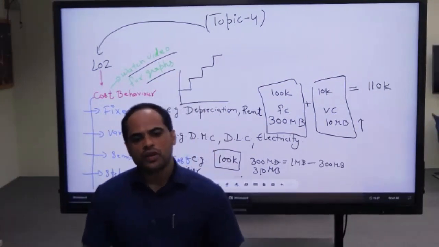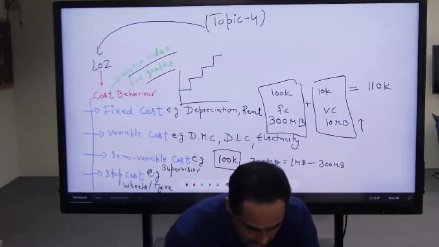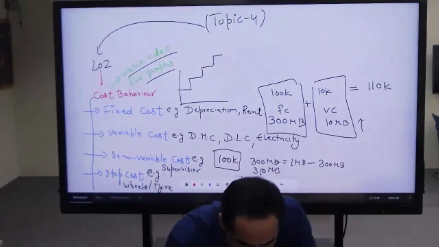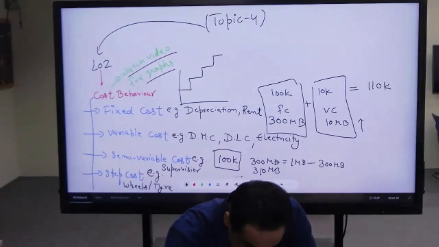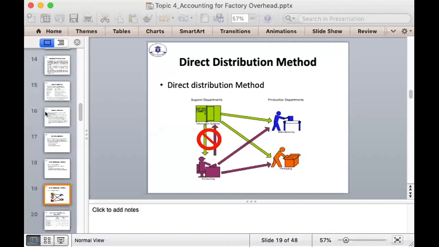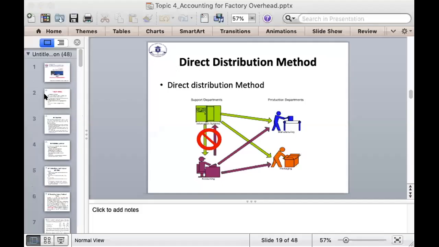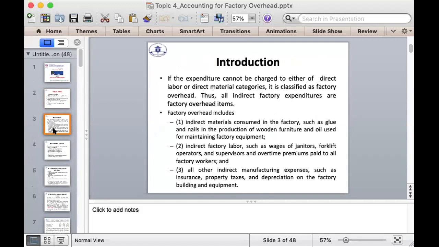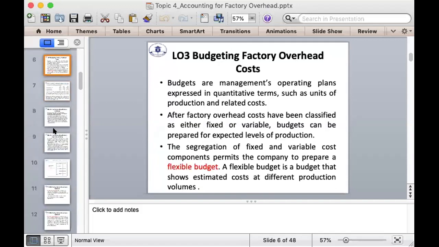Now we move on to learning outcome 3. If you have a look at your lecture slides, let me show you. Here are your lecture slides, learning outcome 3. Not here, budget plans, here. Budgeted factory overhead cost.